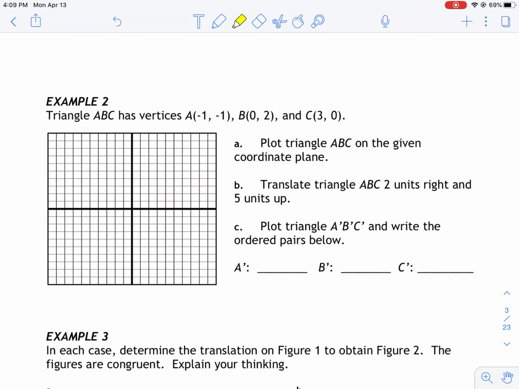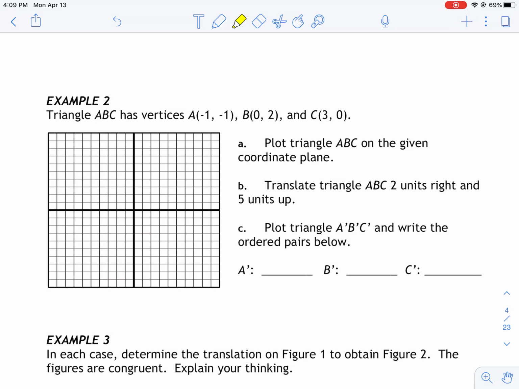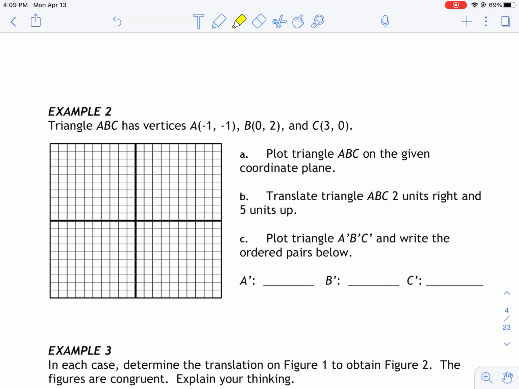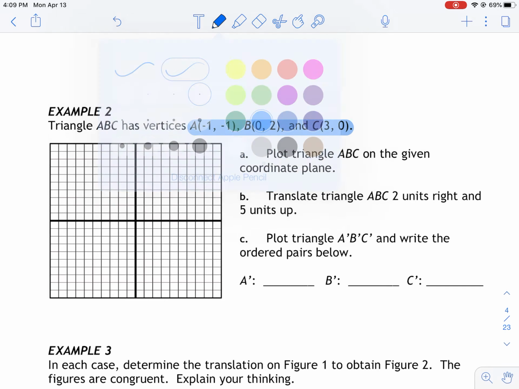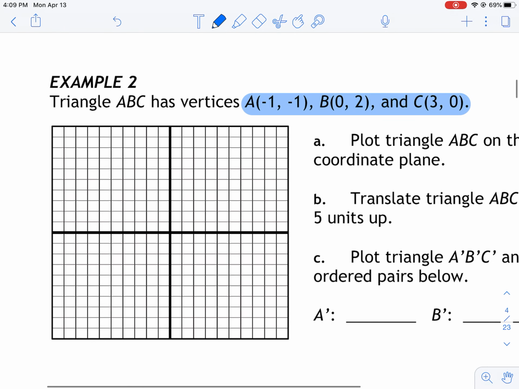So on the next example, we're going to try to actually translate a triangle. And we're actually going to do a diagonal translation. So in order to do that, we're going to plot these 3 vertices, and then we're going to connect them together to make a triangle. Okay, that's going to be our pre-image. So we're going to start with -1, -1 for point A, which is right here. And then 0, 2 for point B, which is right here, and 3, 0 for point C, which is right here.